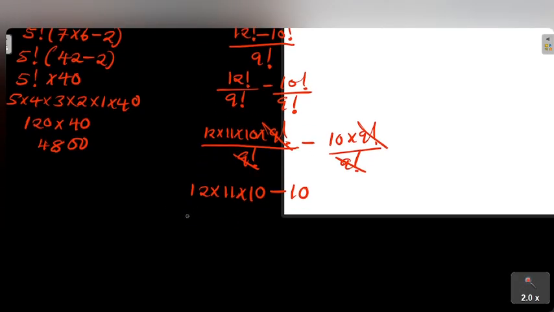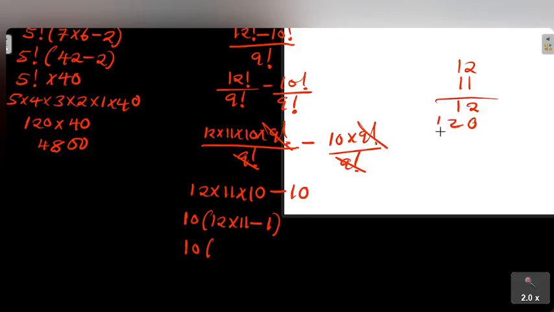Here we can see that 10 is common, so we factor out a 10, then we say open 12 times 11 minus a 1 there. So I have 10 times 12 times 11. 12 times 11: 1 times 2, we have a 2, then 1 times 1, we have a 1, you write a 0, 1 times 2, 2, then 1 times 1, 1, so you have 132. So here we have 10 open 132 minus 1, that's 131. So this will give us 1,310. That's what we are going to get there.